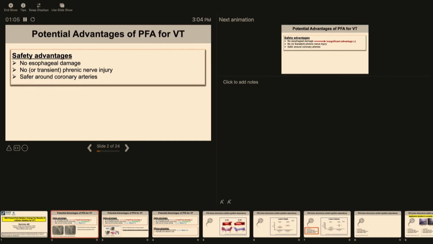So obviously there are safety advantages that actually fueled all this PFA. No esophageal damage, but it's not really of major significance for VT ablation. There is no or just transient phrenic nerve injury, which can be an advantage. Safer around coronary arteries, that was the initial promise. Is it really safe around coronary arteries?